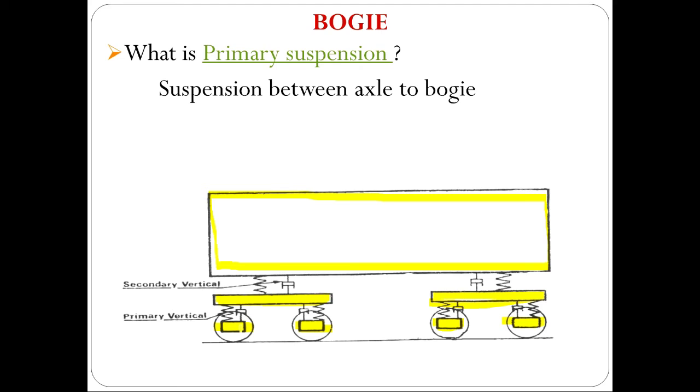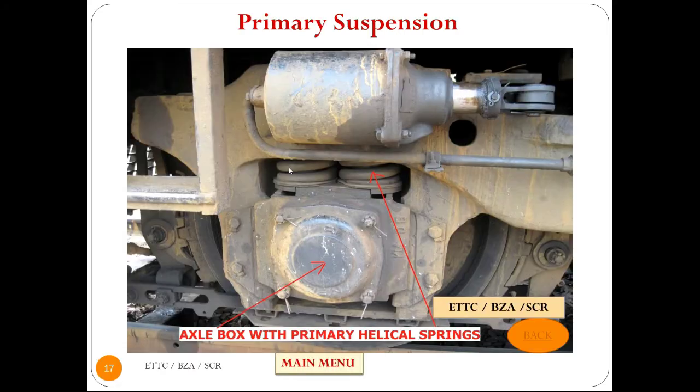We will see how the primary suspension is in our locomotive. So it is the axle box, and here the bogie is provided. Between the bogie and axle box, some helical springs are provided, and these helical springs are called primary helical springs, and this suspension arrangement is called primary suspension.